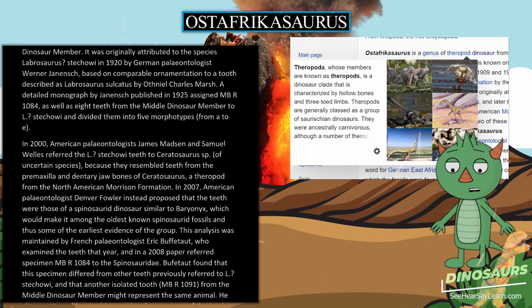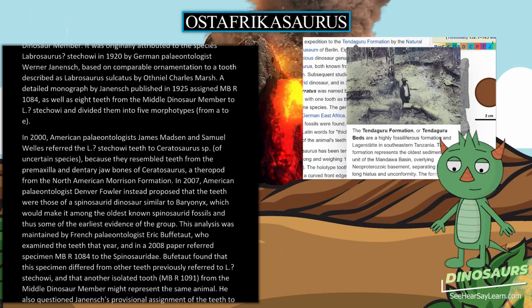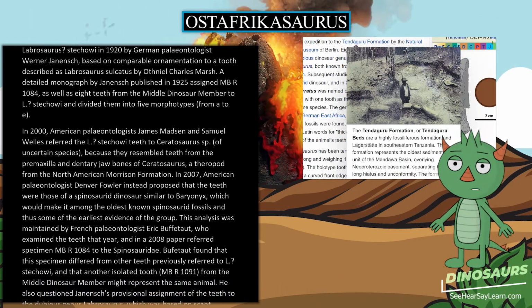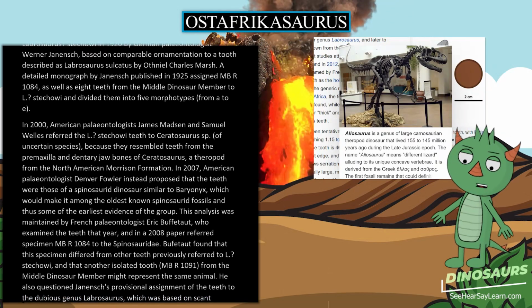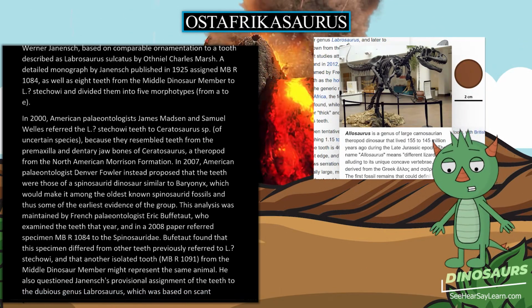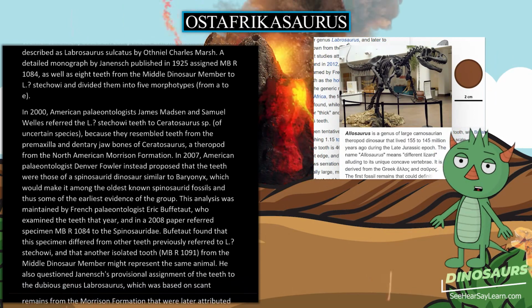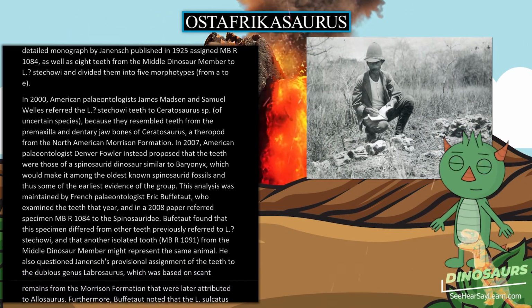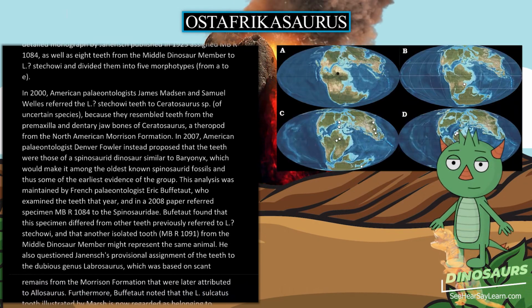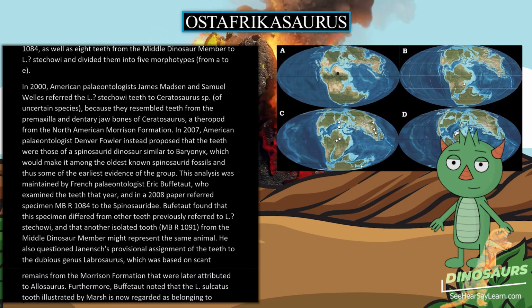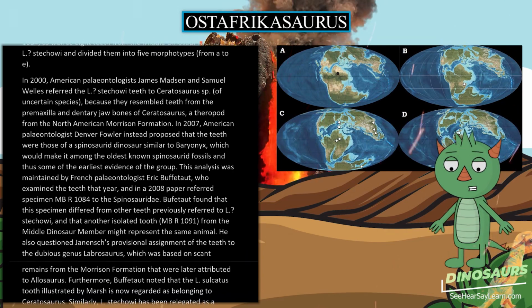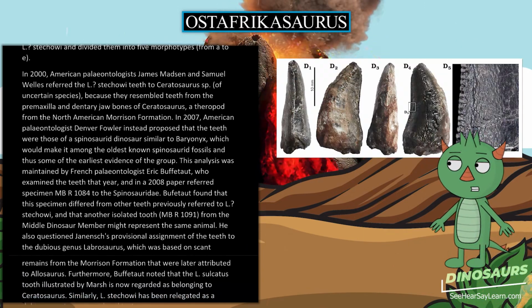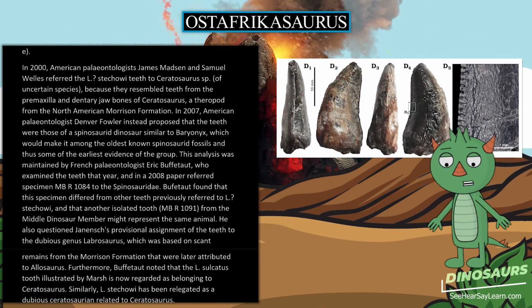American Morrison Formation. In 2007, American paleontologist Denver Fowler instead proposed that the teeth were those of a spinosaurid dinosaur similar to Baryonyx, which would make it among the oldest known spinosaurid fossils and thus some of the earliest evidence of the group. This analysis was maintained by French paleontologist Eric Buffetaut, who examined the teeth that year, and in a 2008 paper referred specimen MBR 1084 to the Spinosauridae.